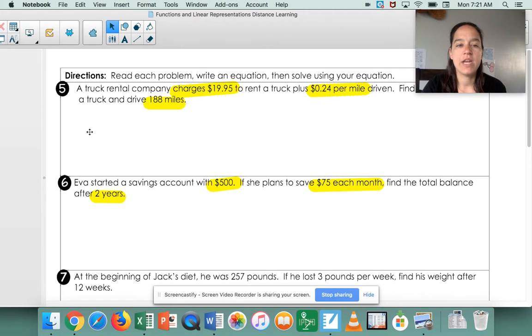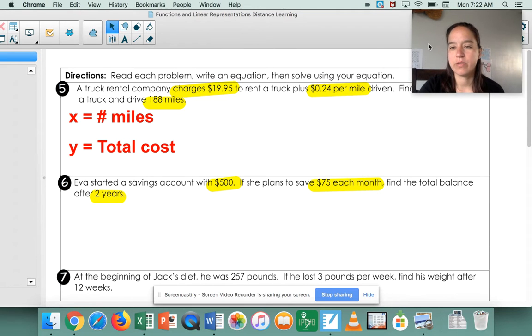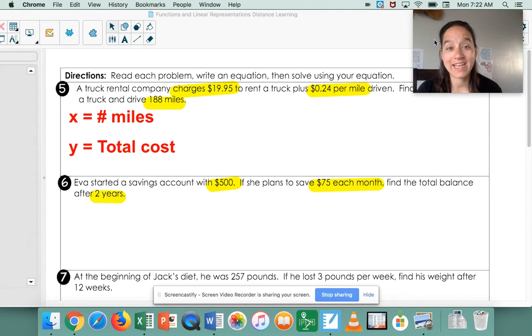We decided that our x was the number of miles, because the wording of miles is connected to our rate of change. And then we decided y was our total cost, because after we use these numbers, we're figuring out our total cost. Then we had this problem, and it said, find the cost to rent a truck and drive it 188 miles.